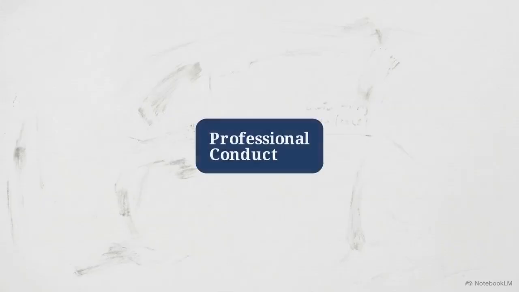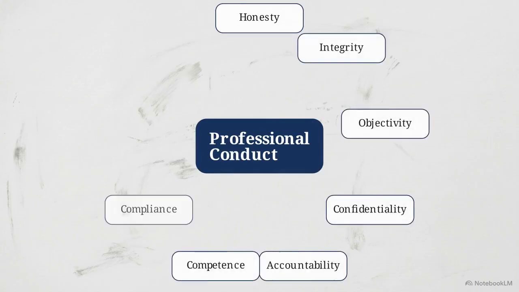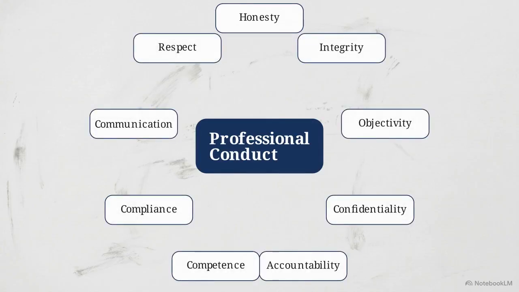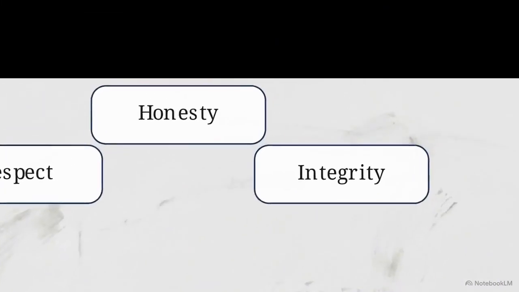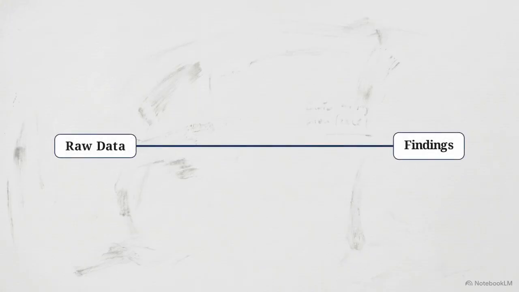This framework maps out the 9 core characteristics of professional conduct: honesty, integrity, objectivity, confidentiality, accountability, competence, compliance, communication, and respect. Mastering these traits requires the same level of rigorous discipline as learning a new programming language. In a computing context, honesty and integrity mean reporting findings accurately and documenting activities truthfully. Altering a log file or hiding a finding is a severe violation. Admitting analytical mistakes when they occur is necessary to maintain the court's confidence in your work.